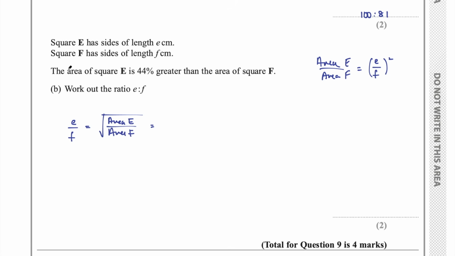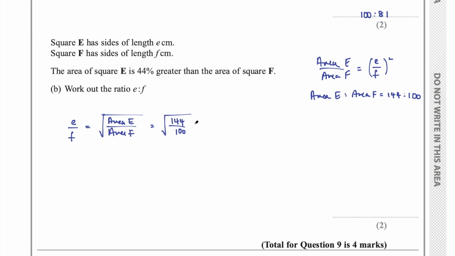And again, we need to think what this means if it says the area of square E is 44% greater than the area of square F. Use easy numbers. So if I write the area of E to the area of F, and E is 44% greater, well, let area F be 100. That means area E would be 144. Again, so area F could be anything. Just use an easy number such as 100 so you can work out the ratio easily. So then this is the square root of 144 over 100.